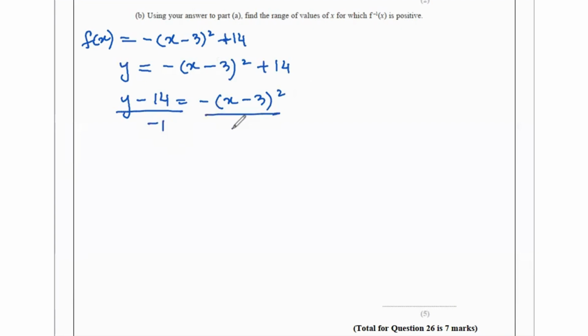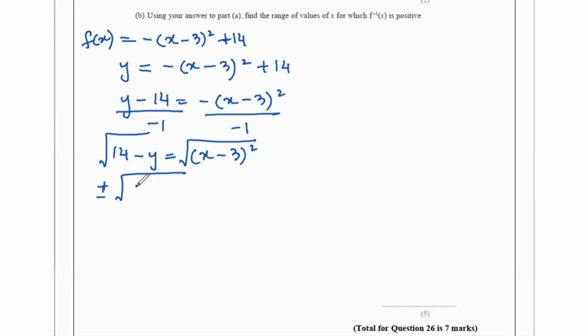Divide both sides by negative 1. So it's going to be 14 minus y equal to (x minus 3) whole squared. Take the square root on both sides to get rid of the square. So that's going to be plus or minus the square root of 14 minus y equals x minus 3. The reason why it's plus or minus is because whenever we take the square root of a number, it gives us a positive and a negative value.